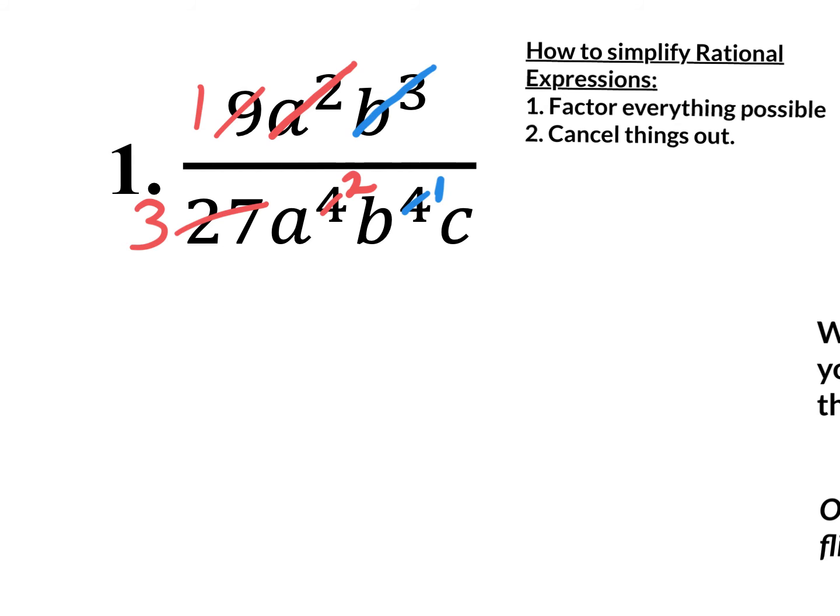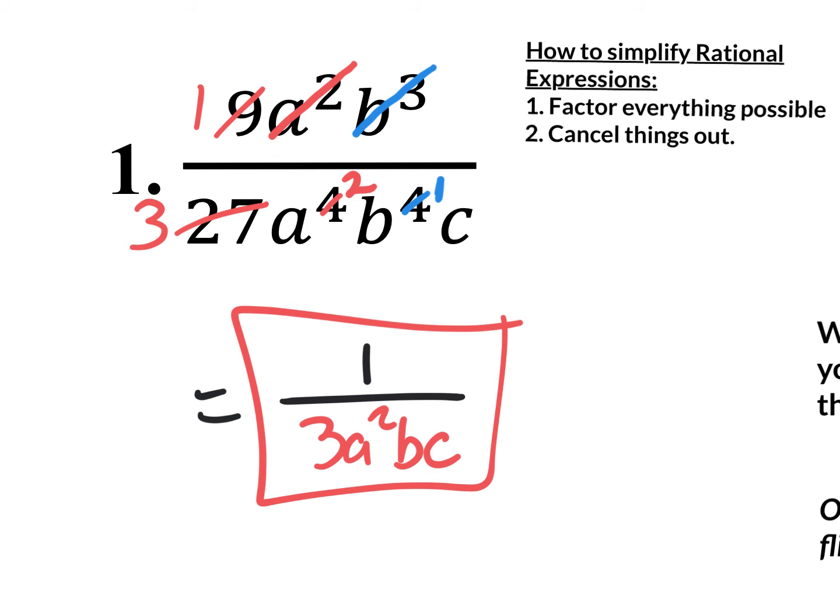Now, what is my answer then? What's left up on top? 1, right? So I need to put a 1. I think some students make this mistake that they see everything cancel up on top and they say, oh, the answer is 3a squared bc. But that's not the answer. That's the denominator of your answer. If everything cancels out up on top, you have to put a 1 up there. Okay? So what do we have on the denominator? We have 3a squared b to the 1, which is just b, and c. So this is your final answer for number 1 on your homework.